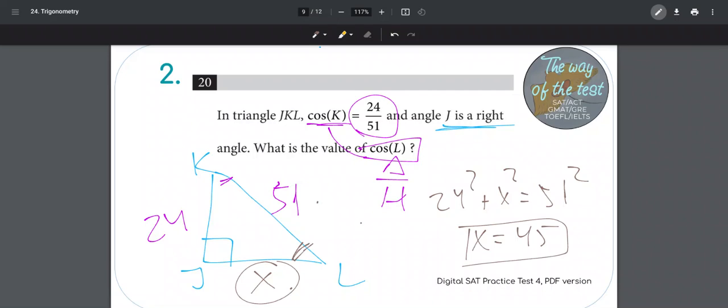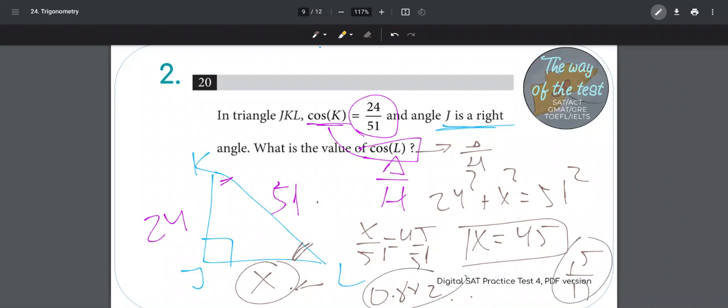And cosine of L is going to be x over 51 because it's adjacent. Cosine is adjacent over hypotenuse, right? So I have to do 45 divided by 51, which is going to be 0.882 something. You can also put this in terms of a fraction, which is going to give you 15 over 17. Both are correct answers. Okay, pause the video, copy this, and this is it for trigonometry.